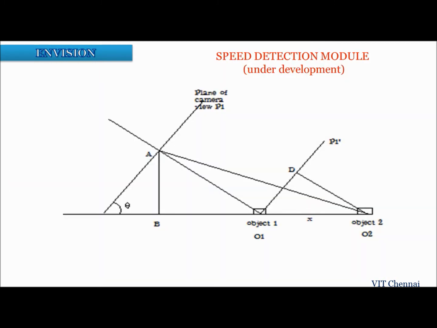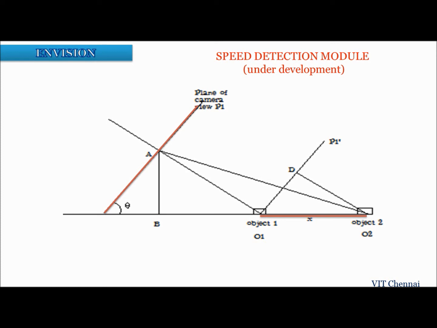Let's move to the speed detection module. An image is just the projection of some other plane to the plane of the camera. If the angle between the camera plane and the horizontal plane, that is the road, is known, the distance between the car and the object can be found. This algorithm is implemented after the number of objects and the position of objects are known.